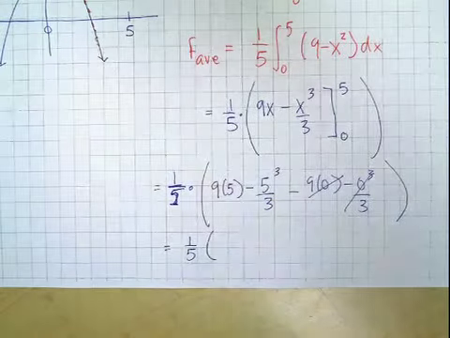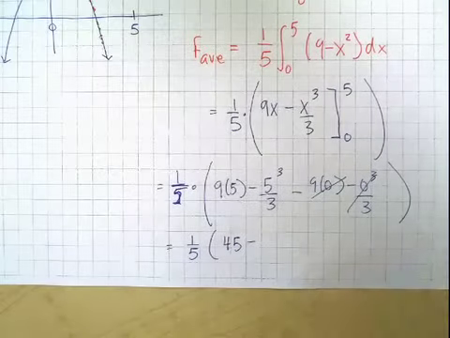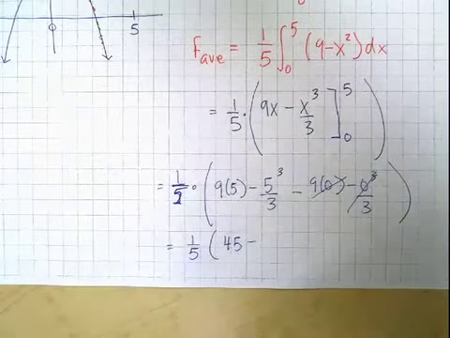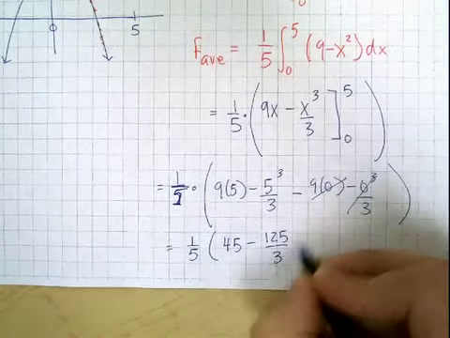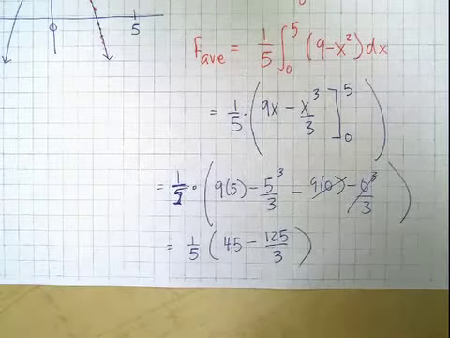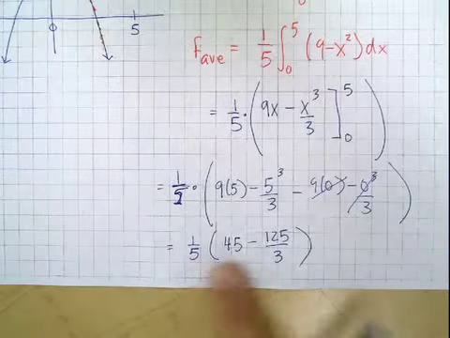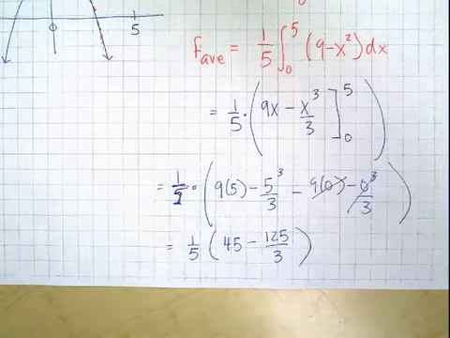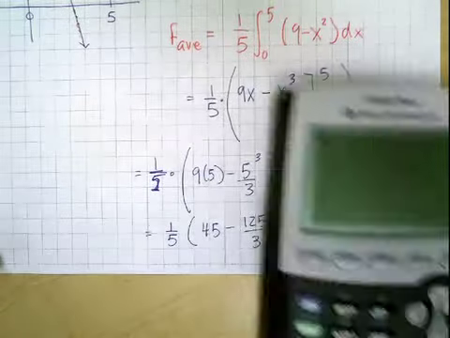We're going to have 9 times 5 is 45. 5 cubed is 5 times 5 times 5. That's 125 divided by 3. And 125 divided by 3, it's a decimal. We're going to have to either do some common denominators here, clean this up. I think, why don't we just plug this into the calculator and get a decimal for this final answer.